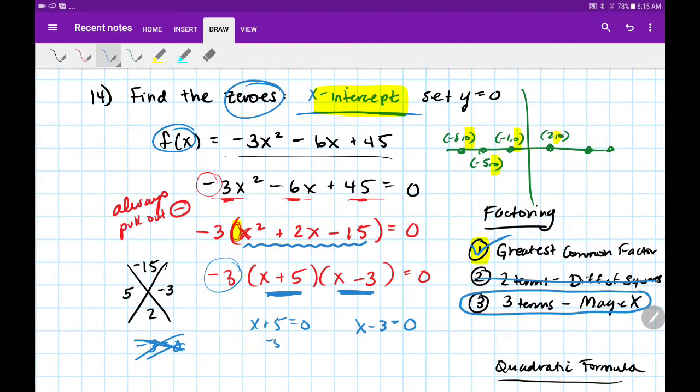So subtracting 5 on both sides, x equals negative 5. And then over here we'll get x equals positive 3. And those are our answers.